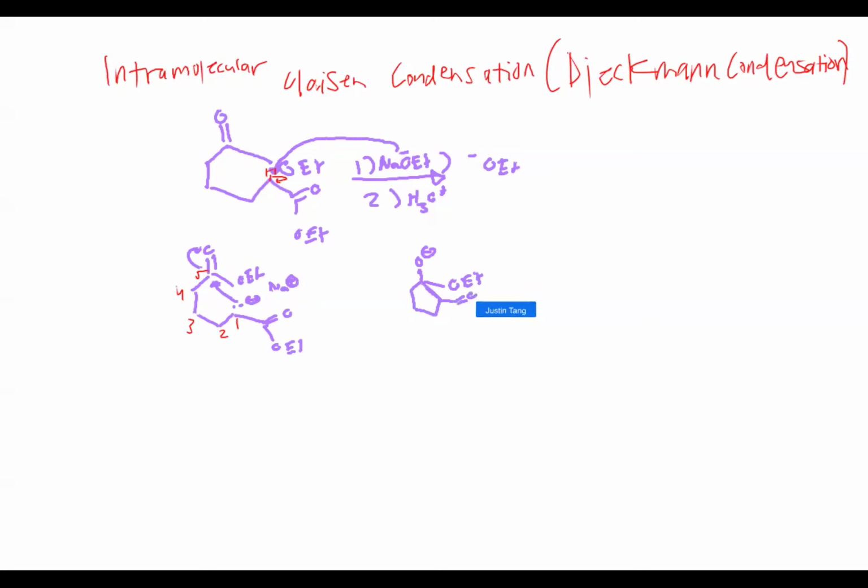This is the here, right? And then does this come back down and push the OR off? Yeah, that's right. So basically this comes back down and this goes out. And that's a bad leaving group. The OR minus group is a bad leaving group. This OET right here, that OET is a bad leaving group.